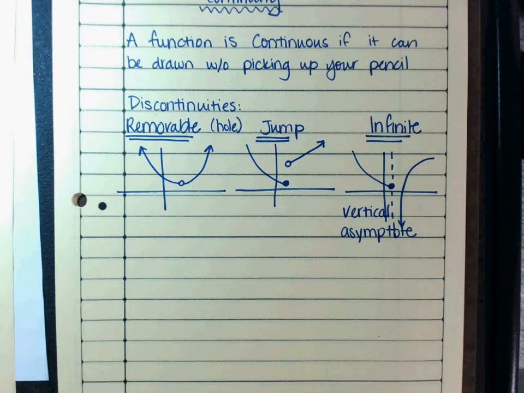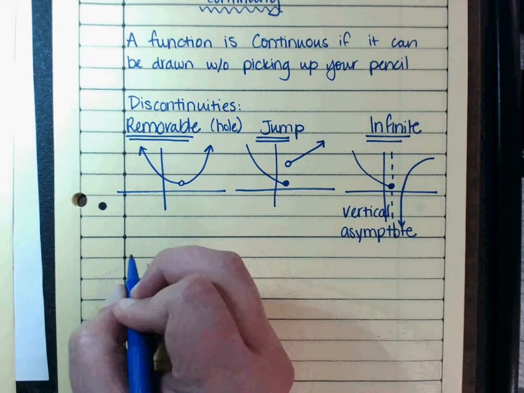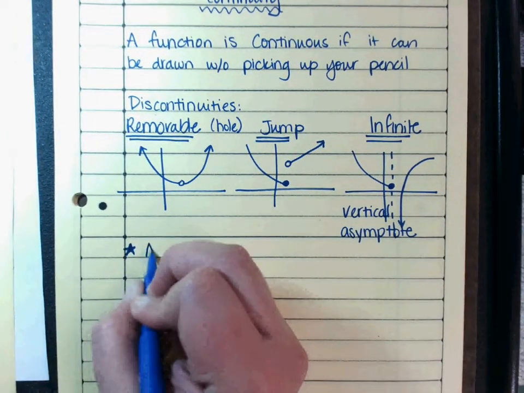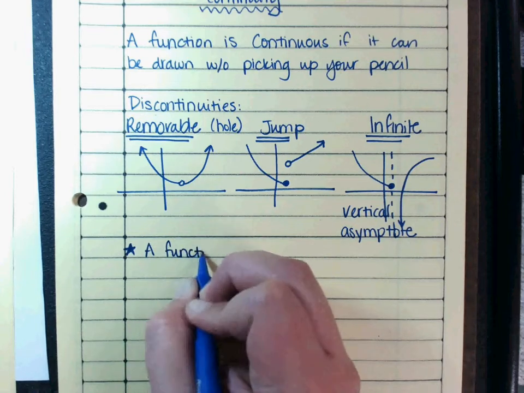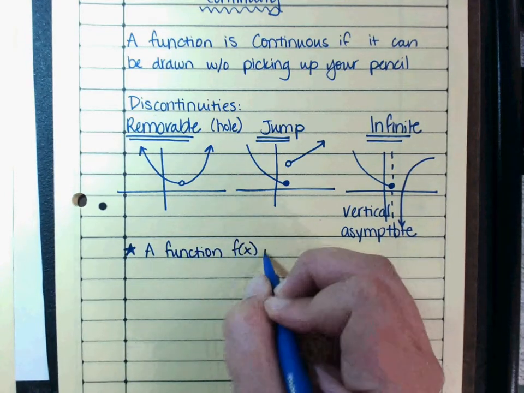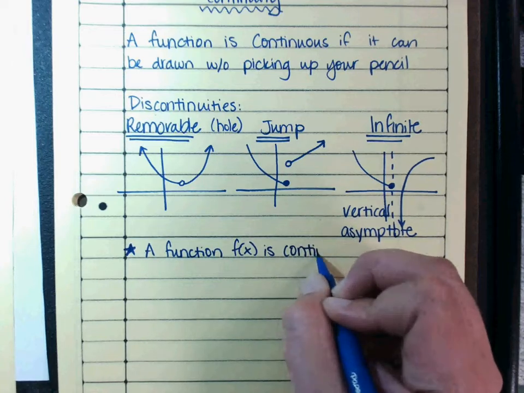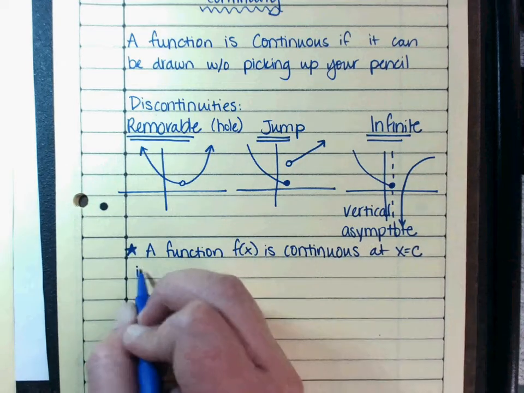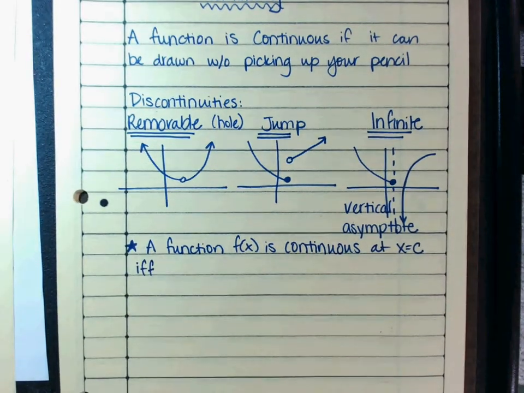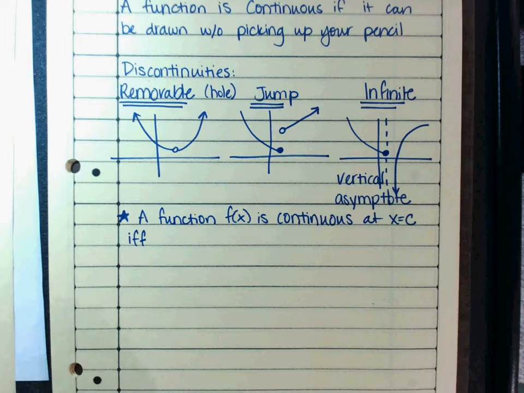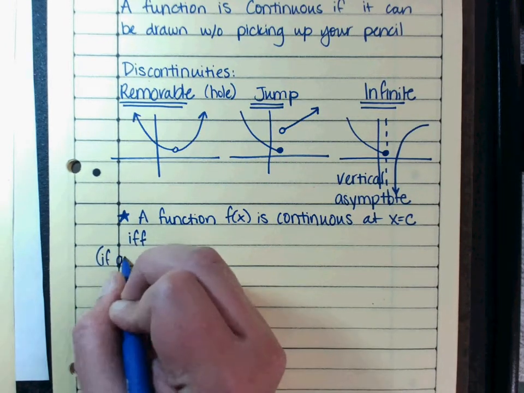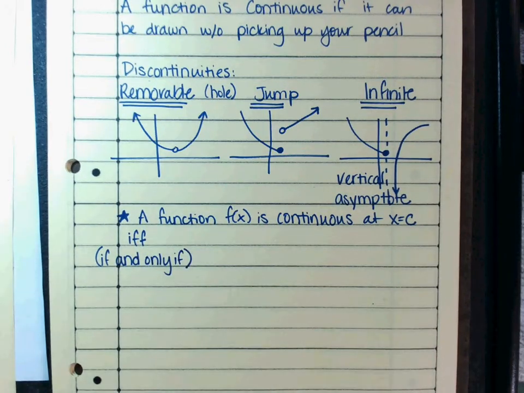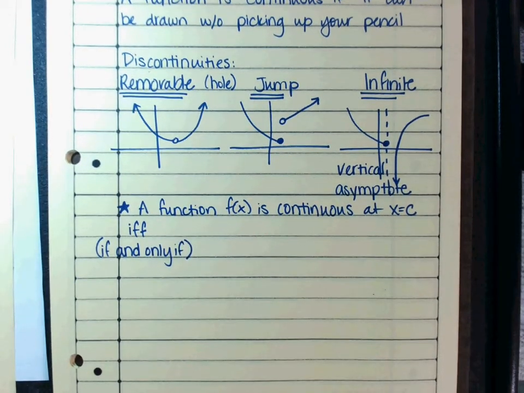I'm going to give you the definition that we're going to use for calculus. It's not that long. So put a big star here. This is what you're going to be using on your notes. A function f of x is continuous at x equals c IFF. Have you guys seen that before? If and only if. If and only if, and then 3 things have to be true.